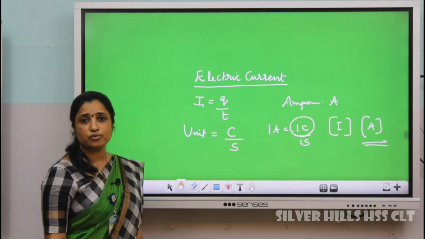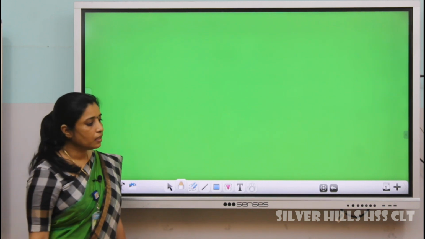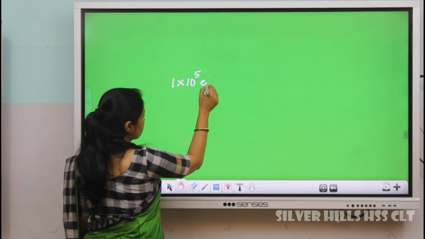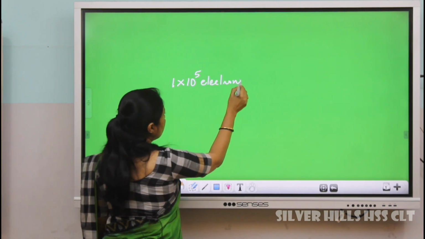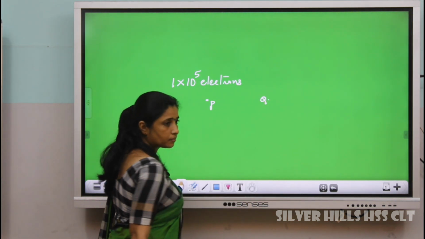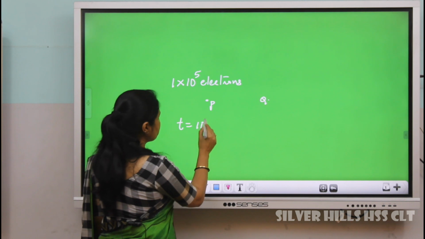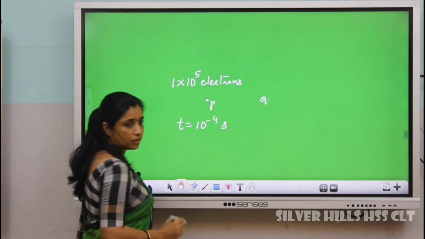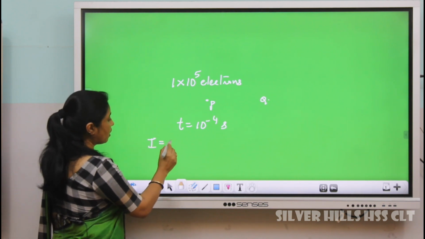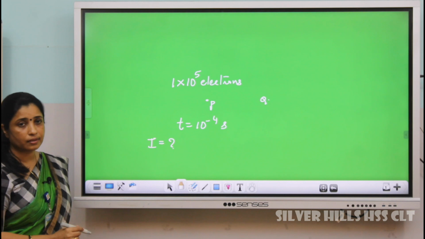Now let's move to a numerical problem. The question is, there are 1 into 10 raised to 5 electrons moving from a point P to Q for a time t is equal to 10 raised to minus 4 seconds. You are asked to find out the current I, the magnitude of current, and also the direction of current.